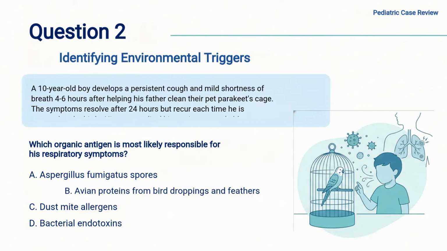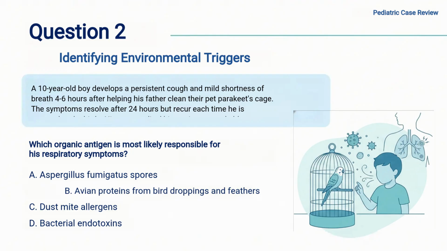Question 2. Identifying environmental triggers. A 10-year-old boy develops a persistent cough and mild shortness of breath 4 to 6 hours after helping his father clean their pet parakeet's cage. The symptoms resolve after 24 hours but recur each time he is exposed to the birds. His past medical history is unremarkable. Which organic antigen is most likely responsible for his respiratory symptoms?